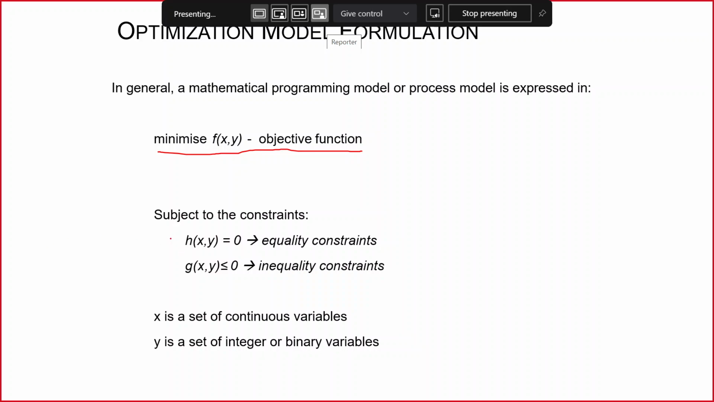And then we have to obey the constraints that we know already. So h equals 0 is the equality constraint, and g less than or equal to 0 is the inequality constraint. In this case, x is typically the continuous variables, y is the binary variables, and z is typically used for integer. So z is the integer.